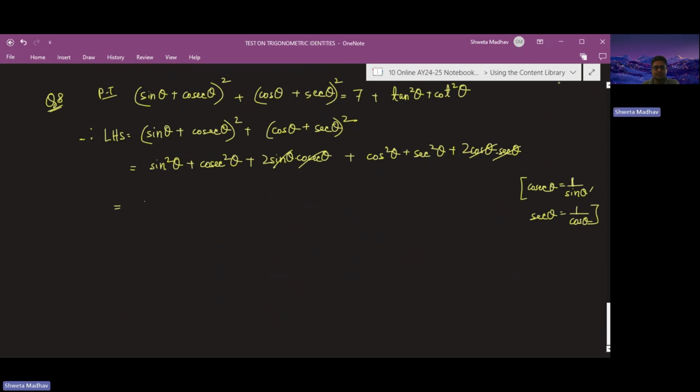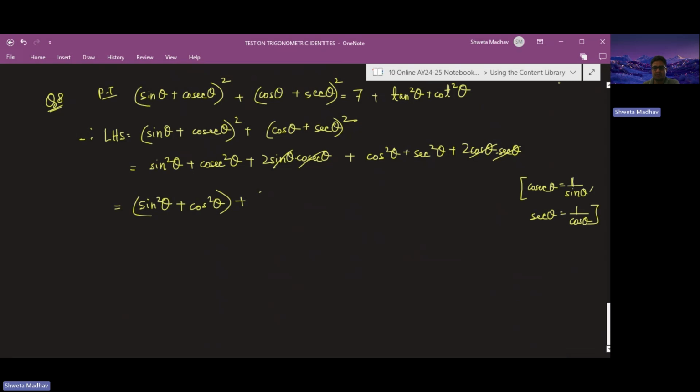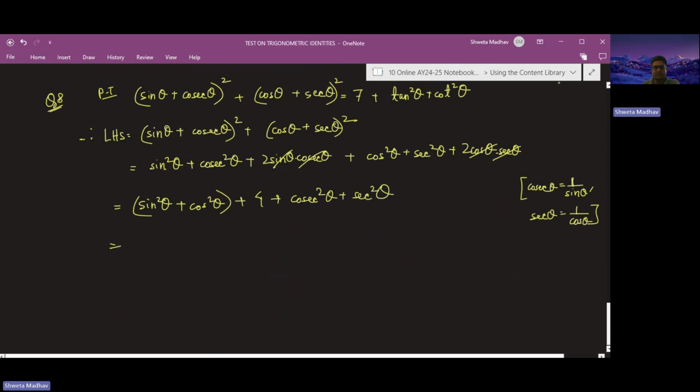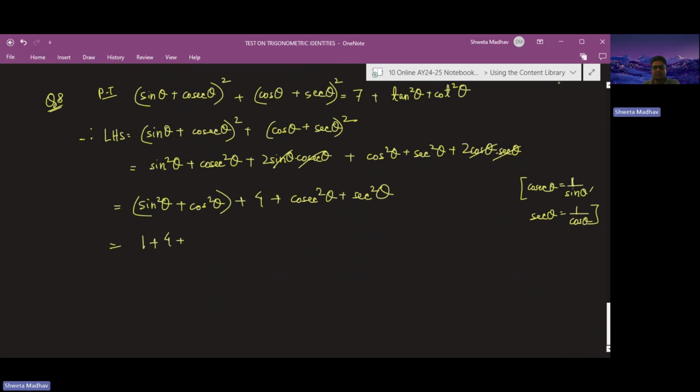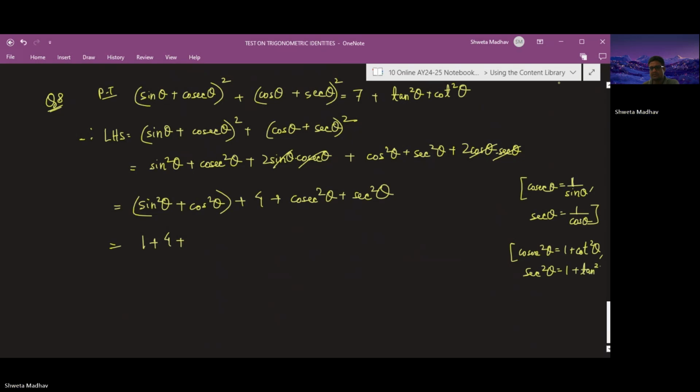So this will be equal to sin square theta plus cos square theta plus 2 plus 2, that is 4, plus cosec square theta plus secant square theta. Now sin square theta plus cos square theta is 1. So 1 plus 4 plus, now we also know that cosec square theta is equal to 1 plus cot square theta, and secant square theta is equal to 1 plus tan square theta.